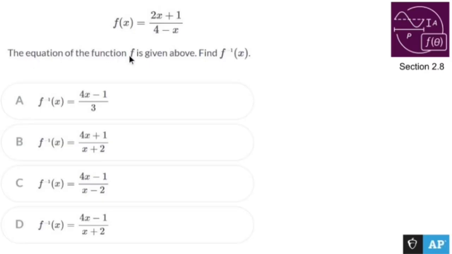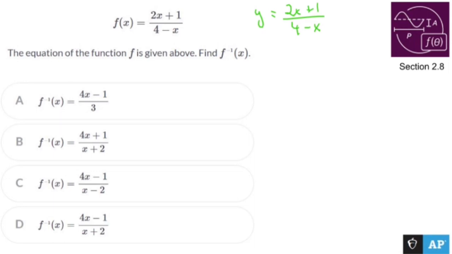The equation of the function f is given above. I need to find f inverse of x. All right, the way you find the inverse is, first things first, I'm going to call f of x y because it's easier for me to deal with. It's just an ADHD thing for me where if I have f of x instead of y, it's going to look gross and it's going to bother me.